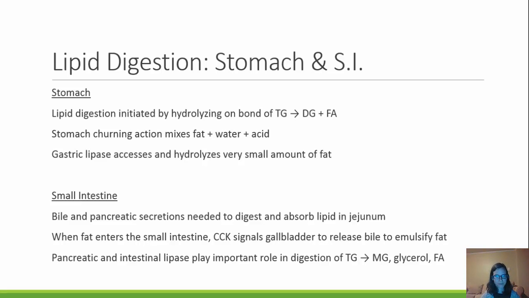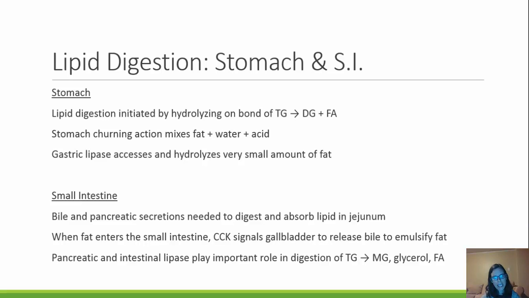So bile secretions and pancreatic secretions are needed to digest and absorb lipids in the jejunum. These are secreted right into the small intestine. And when the fat enters the small intestine from the stomach, it signals the release of cholecystokinin, which signals the gallbladder to release bile, which emulsifies our fat. So the presence of fat stimulates bile, which can emulsify that fat.